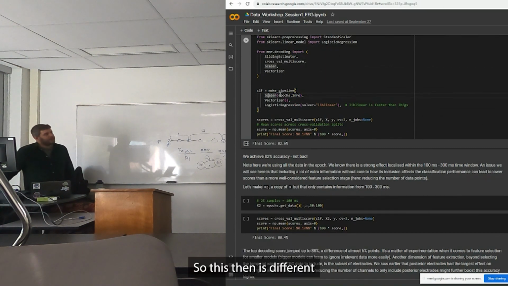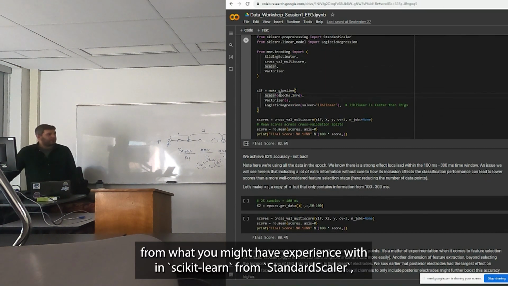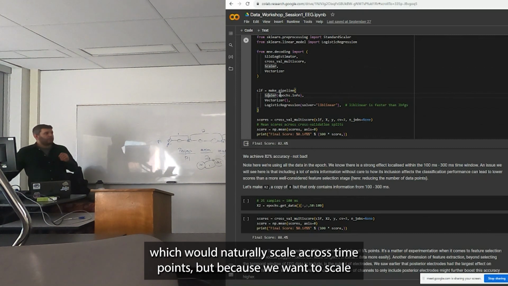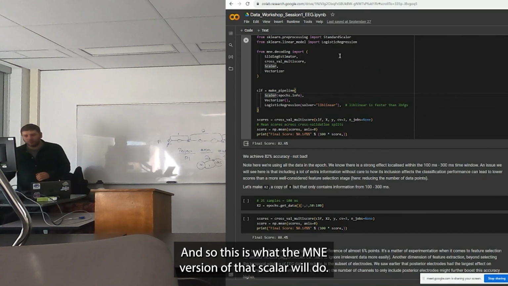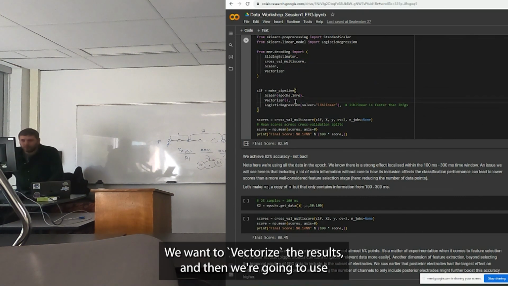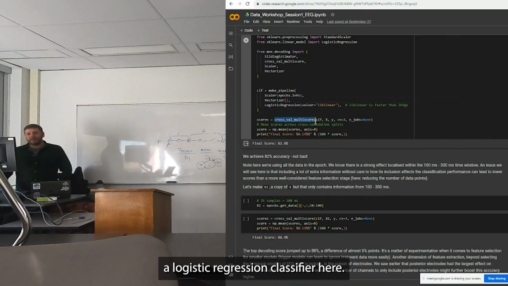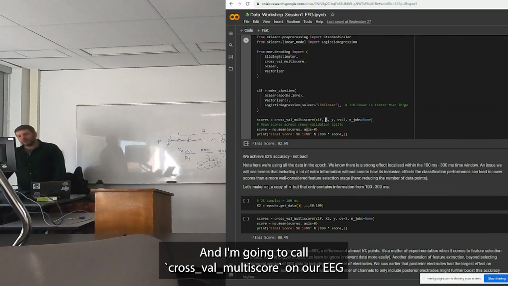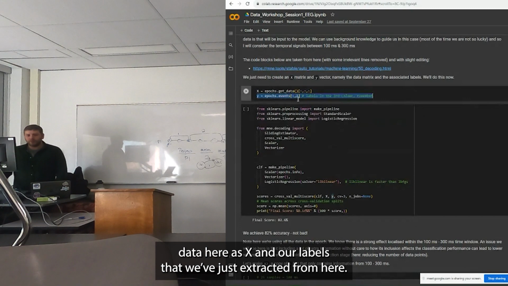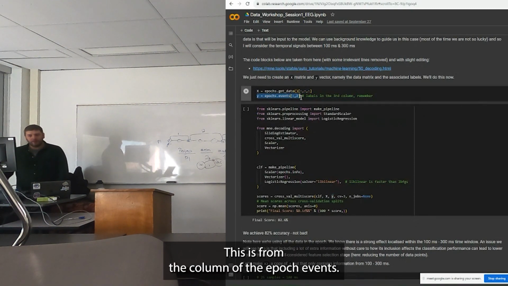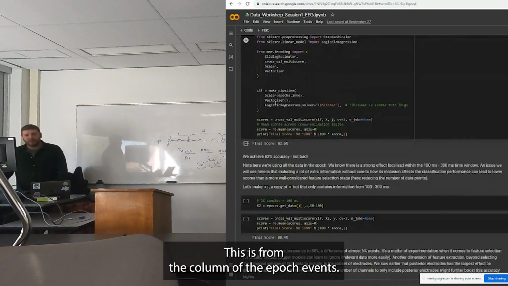This is different from what you might know or have experienced in scikit-learn from StandardScaler, which would naturally scale the time points. We want to scale the effect of the electrodes over time, and this is what the MNE version of the scaler will do. We want to vectorize the results, and we're going to use a logistic regression classifier here. I'm going to call cross-validation multi-score on our EEG data in X, and our labels, which we have just extracted from the column of the epoch events.